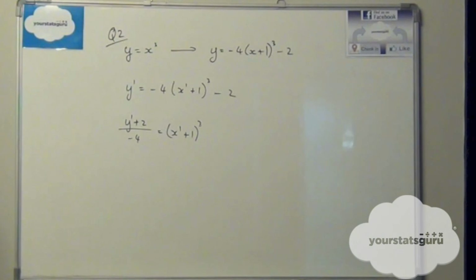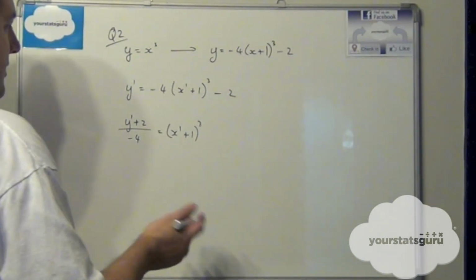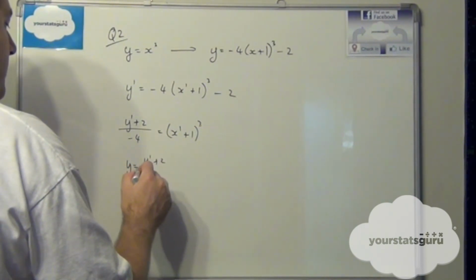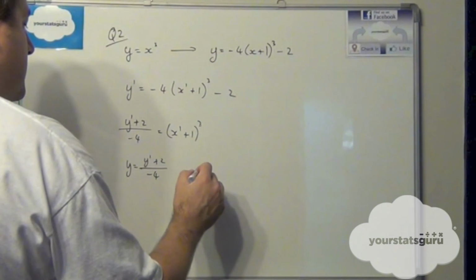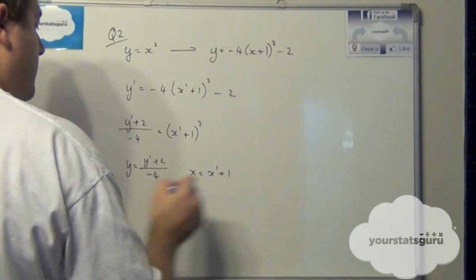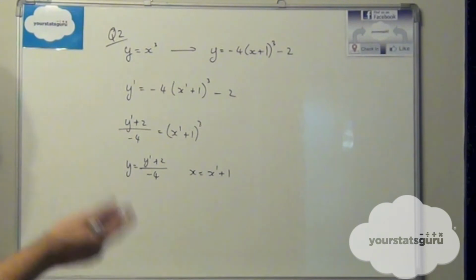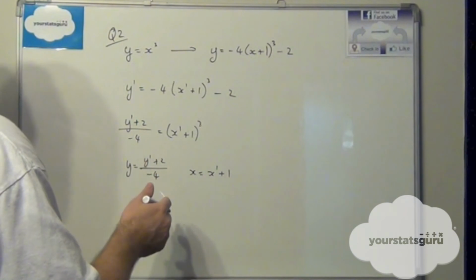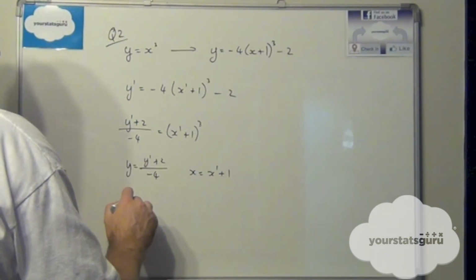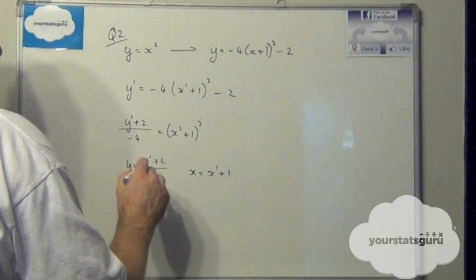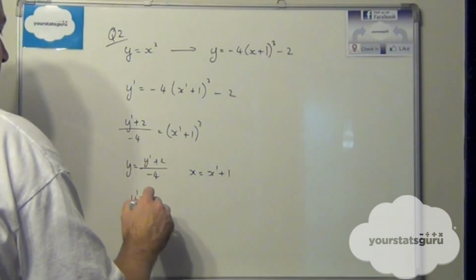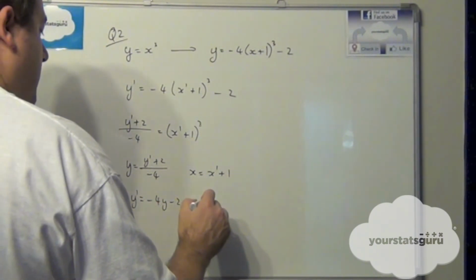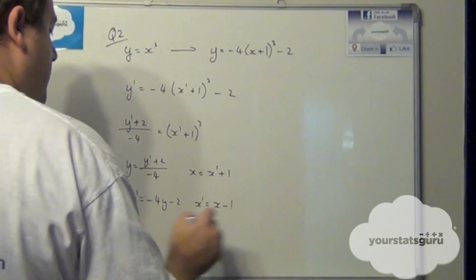So, what this then tells us is that y is equal to y prime plus 2 over negative 4 and x is equal to x prime plus 1. Rearranging this, we then need to get x prime and y prime on their own, which means that we have y prime is equal to negative 4 times y minus 2, and x prime is equal to x minus 1.